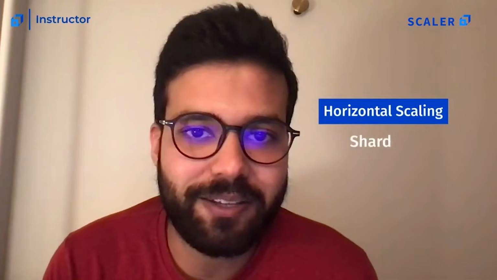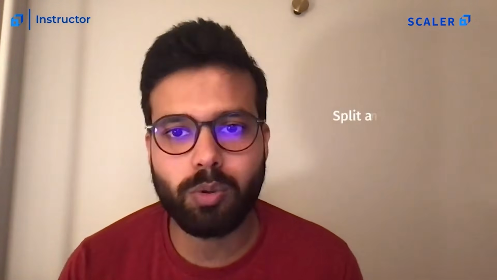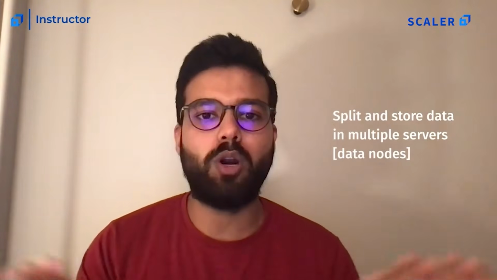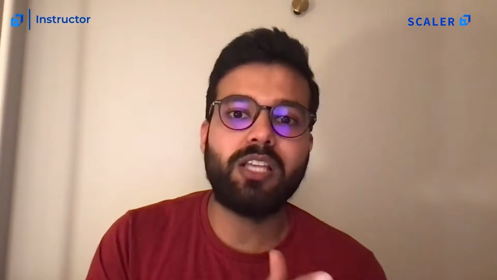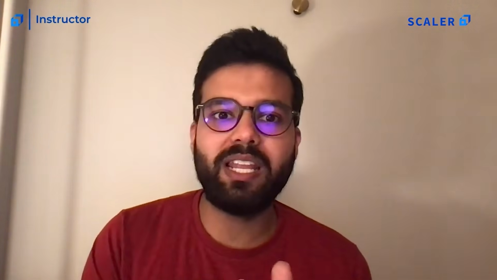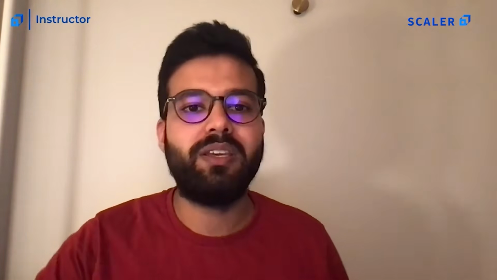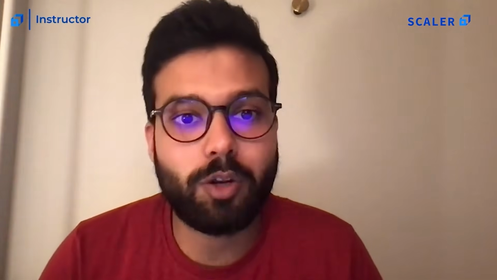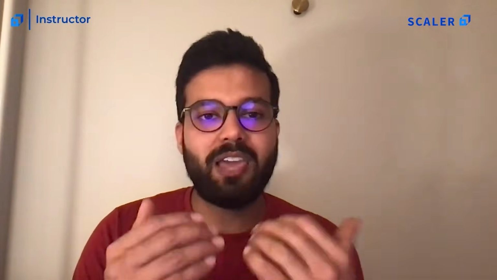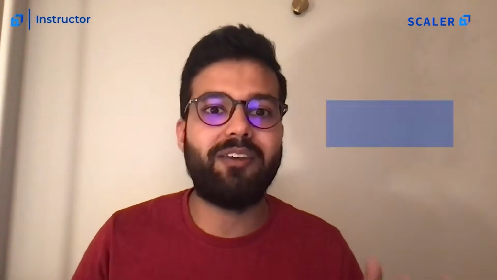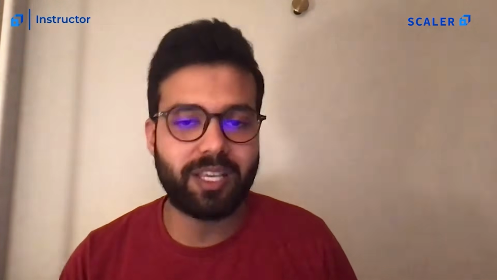Horizontal scaling is what is called as sharding. In simple words, sharding is a way to split and store a single logical database or dataset over multiple servers called data node. This is in contrast to functional scaling, where we were splitting the data logically. We are segregating users, orders, purchase history, inventory into different data sets or microservices. Here, I will be splitting a homogeneous set of data, homogeneous table. For example, I will be splitting a user table or an order table.